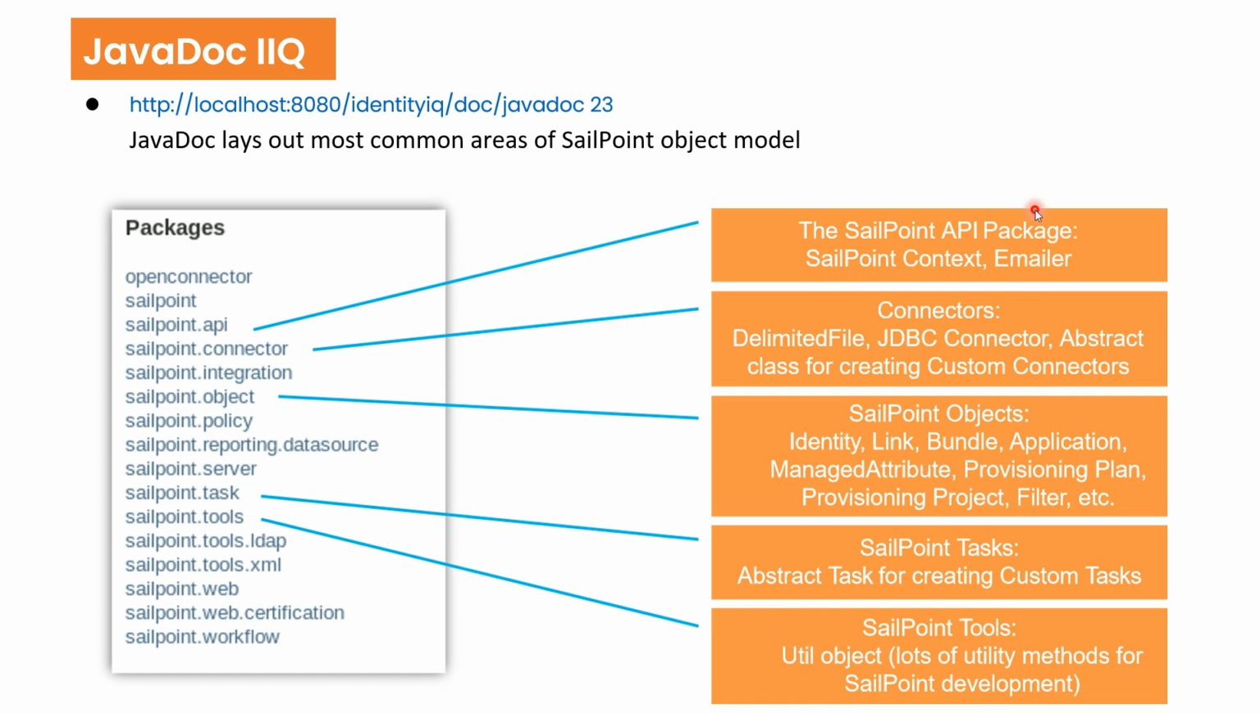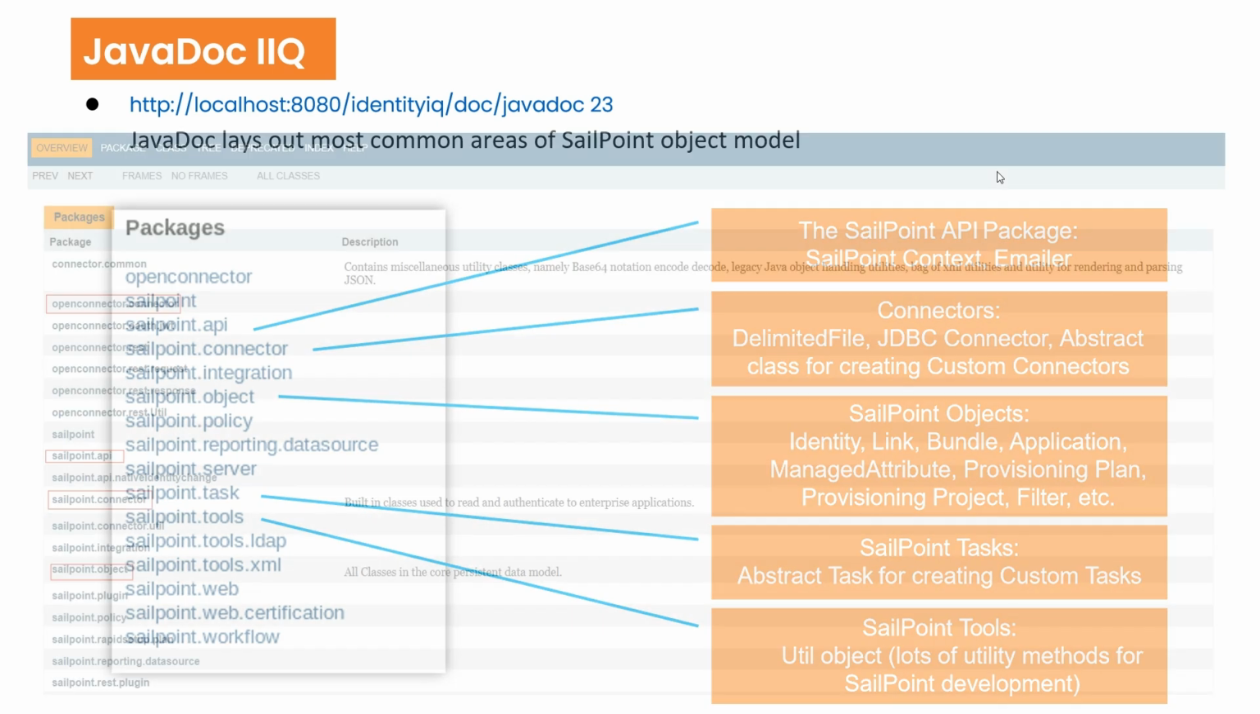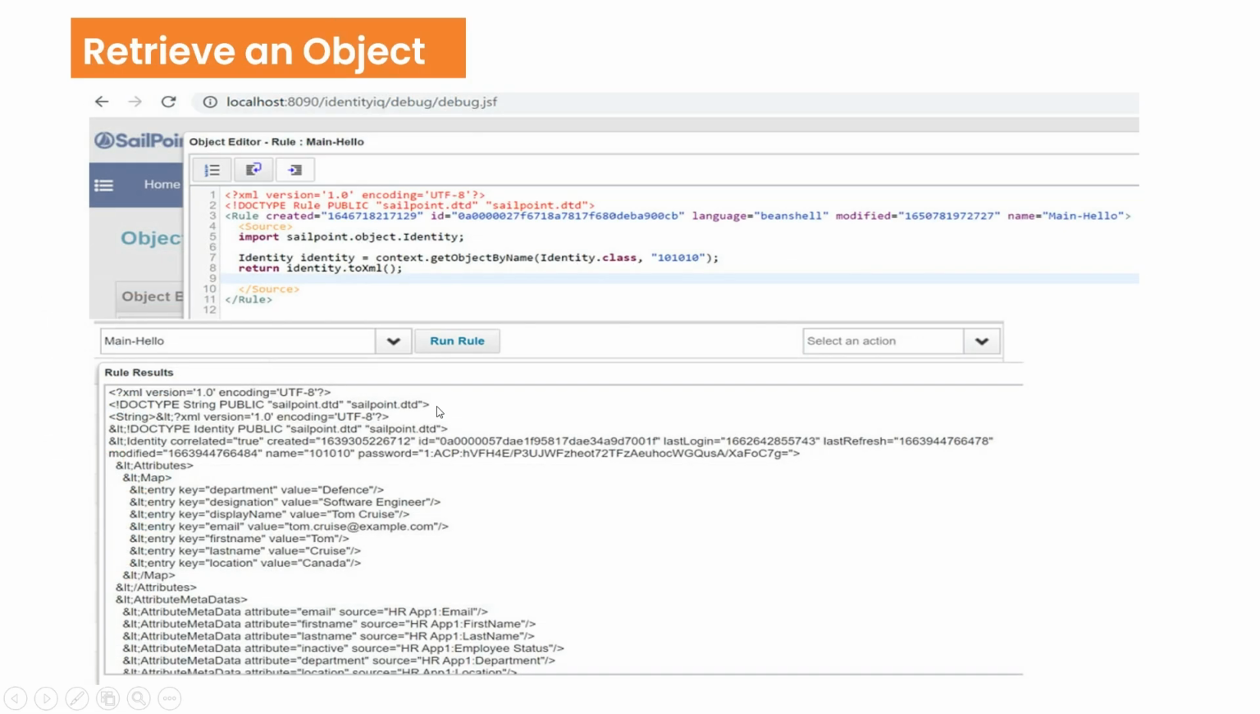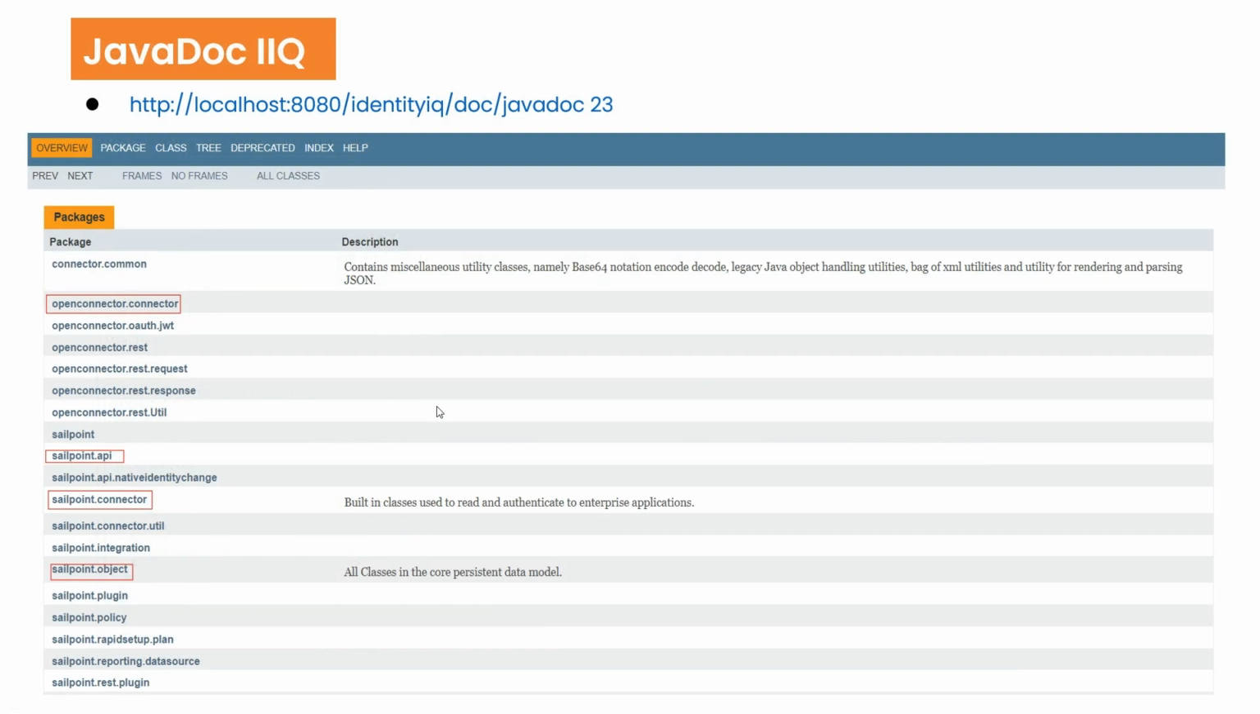Let me go to the next slide. As I said, the packages, guys. In the same location, you would find these packages here, all the inbuilt packages. You can navigate to them, and then you can explore those objects. What are the objects, like identity object, link object, all of that.